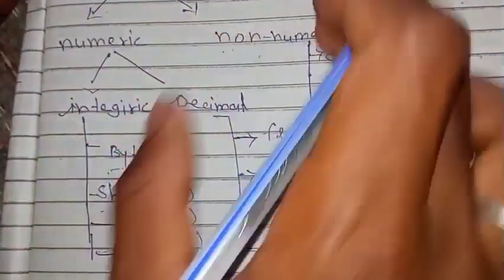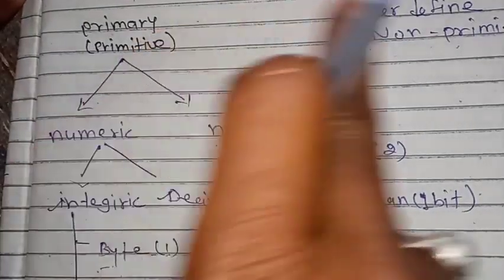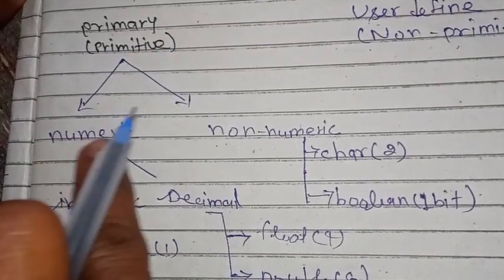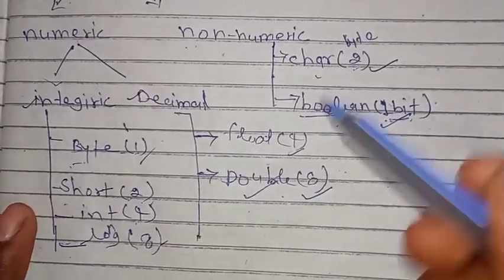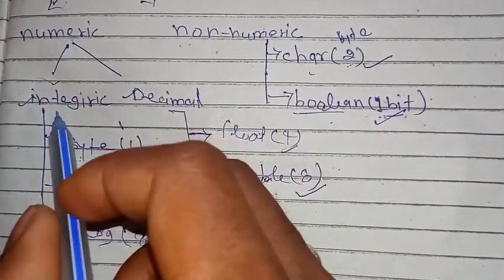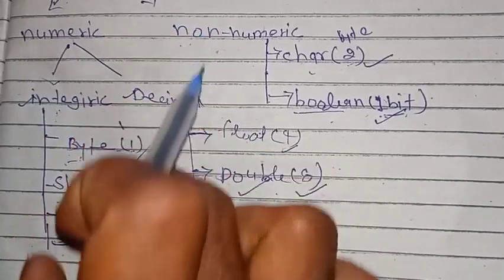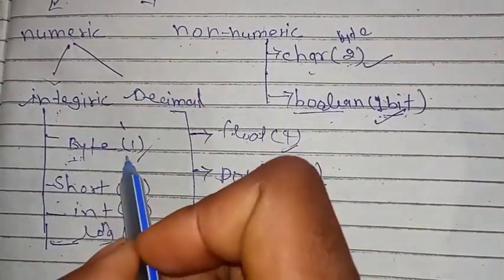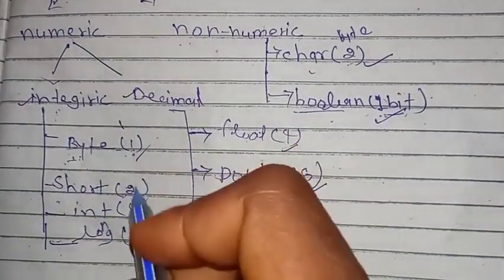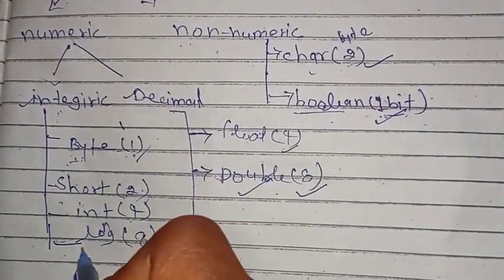Okay, I am discussing again. Data types are mainly of two types: primitive and user defined. Primitive is also divided into two parts: numeric and non-numeric. Numeric has two parts: integer and decimal. In integer there are four types: byte, which is 1 byte, short 2 bytes, integer 4 bytes, and long 8 bytes.